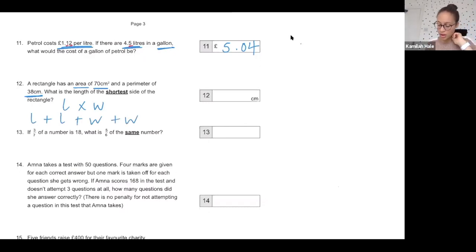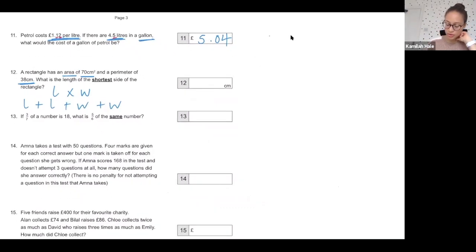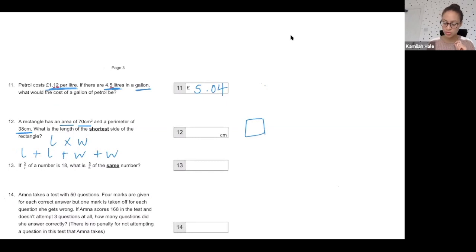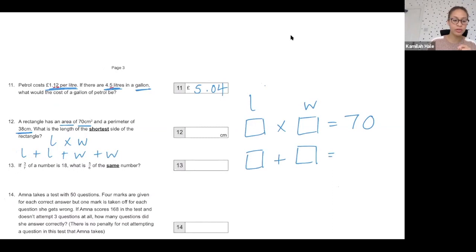So if I do, hang on, let me move this down so you can all see it without the camera in the way. So if I did the length times the width, that would need to equal 70 in this case. What if I just added the length and the width? What would that equal? And be careful when you answer this.